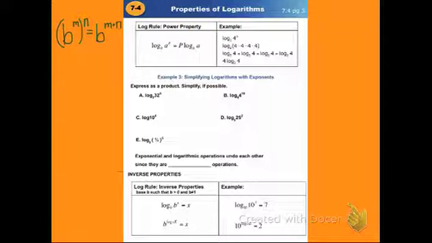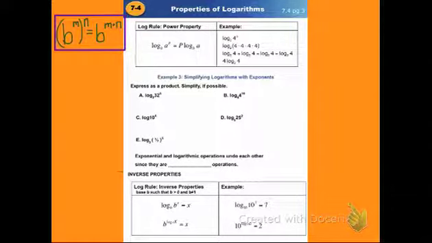Okay, so next we're going to look at the power property for logarithms. If we think back to the related exponent rule, the power of a power property, it said that when you raise a base with an exponent to another exponent, you multiply the exponents. So here's what the power property for exponents says.